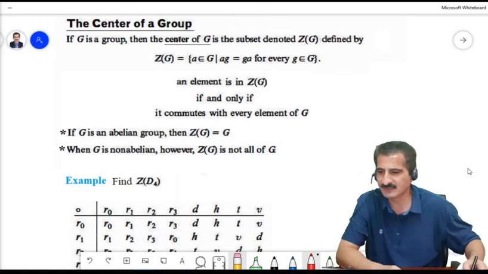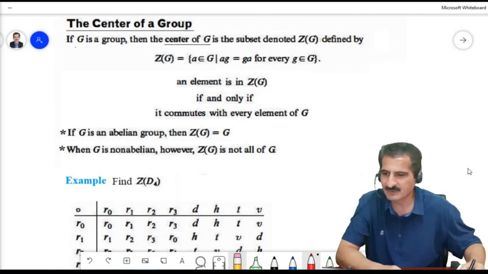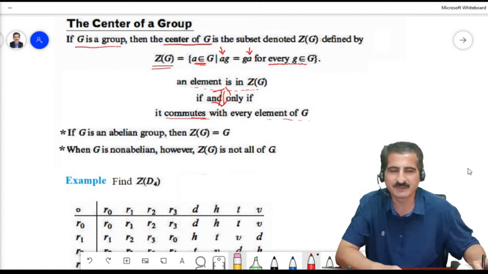What is the center of a group? Assume we have a group G. The center is denoted this way. We take all elements inside G such that that element commutes with every other element in G. An element is in Z of G if and only if that element commutes with every element in G. Okay?